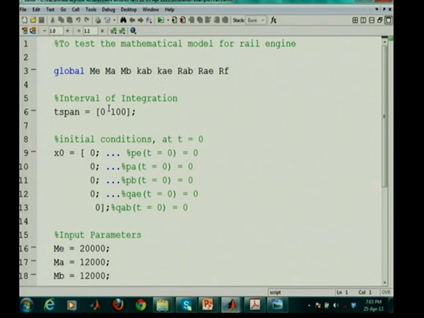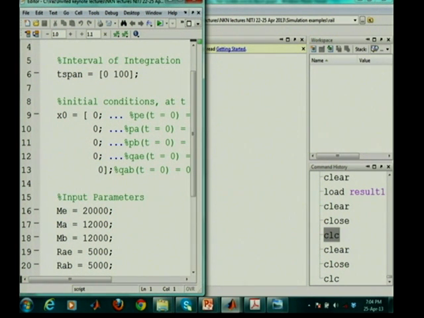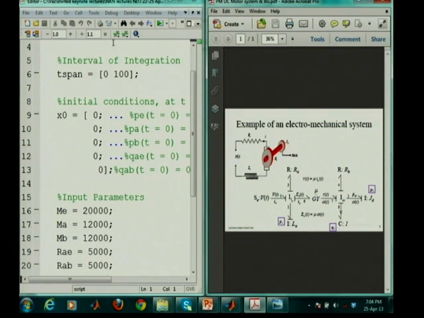We have exactly the same structure. In this, we specify the time span as 0 to 100 seconds. We have x naught, we are specifying here the states as follows. The initial conditions are, the first state we will take as the momentum of the engine.